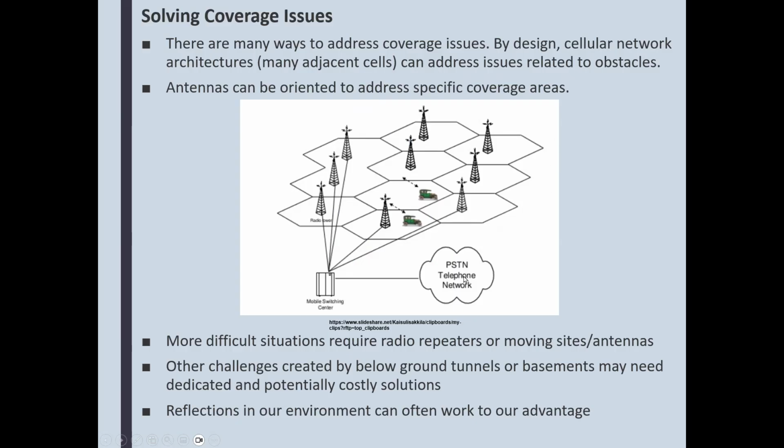So here's a telephone network, by wires, by radio guide for example, or maybe by radio waves too. We have a cellular network designed in a way that if one antenna doesn't see you, another will. Antennas can be oriented to address specific coverage areas.